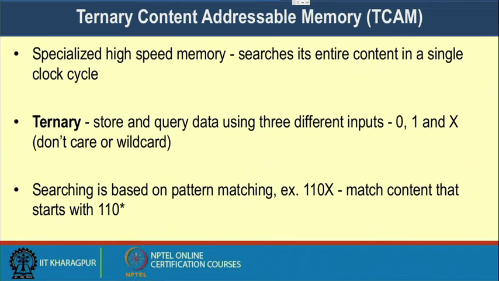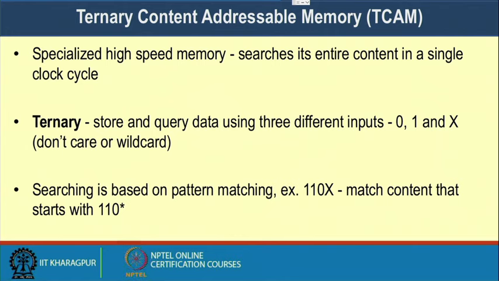Now, the searching in a ternary content addressable memory is based on pattern matching. One example is given here: say for example, you want to find 110X. So, you want to make a match with 1, followed by a match with 1, followed by a match with 0, and the fourth bit you do not consider. So, both 1101 and 1100 will get matched with this particular pattern.